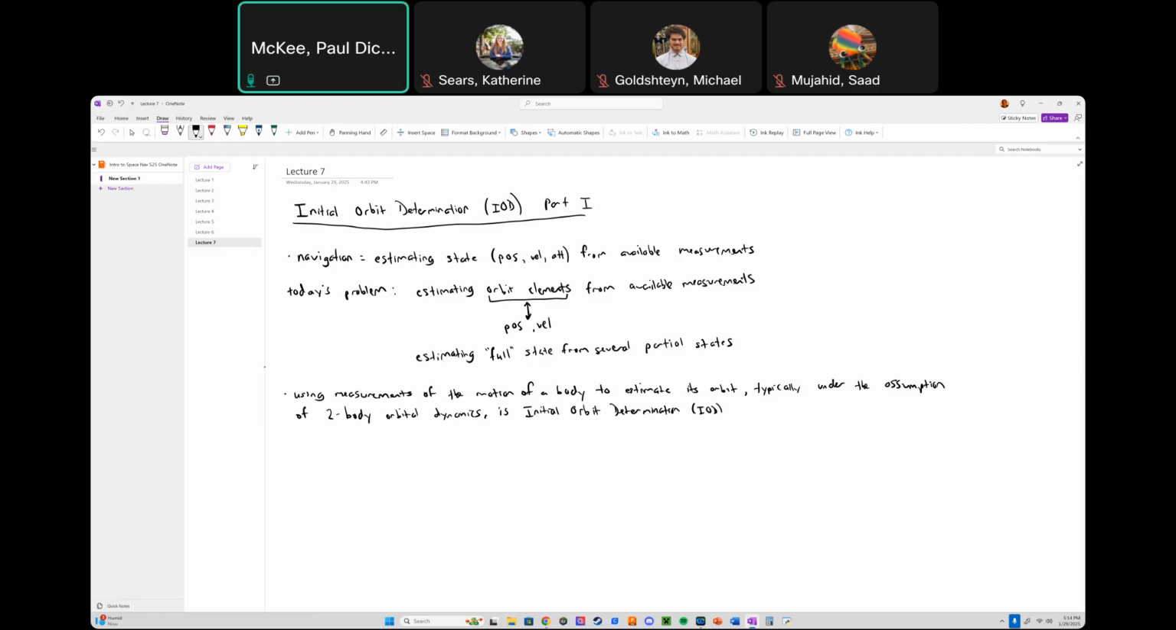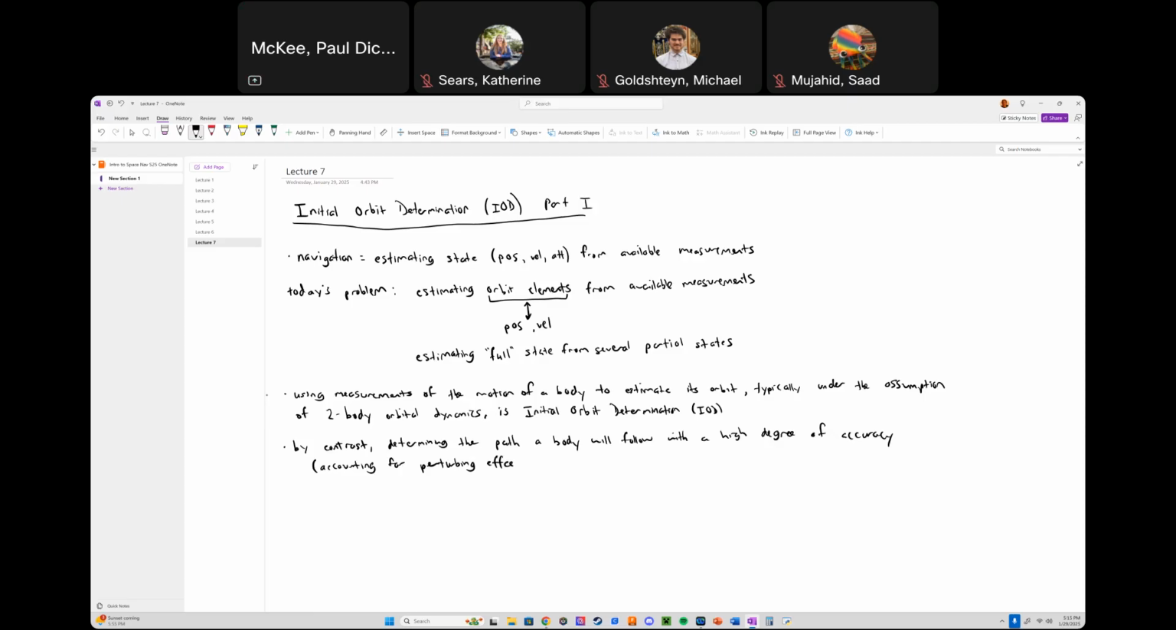There's a separate problem. So by contrast, determining the path a body will follow with a high degree of accuracy, that's like accounting for perturbing effects, is precise orbit determination, which is outside the scope of this class.